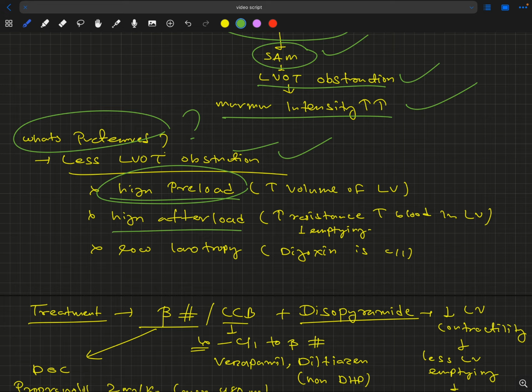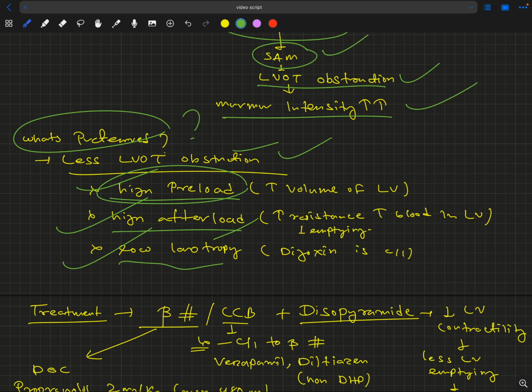When there is high afterload, the left ventricle can't pump much blood into the aorta, so more blood will remain inside the left ventricle. That will lead to ventricular dilatation or ventricular stretching, which will relieve the LVOT obstruction. Another is low inotropy: when there is less contraction, more blood will remain inside the left ventricle. That will stretch the left ventricular wall and decrease the LVOT obstruction. So high preload, high afterload, low inotropy.